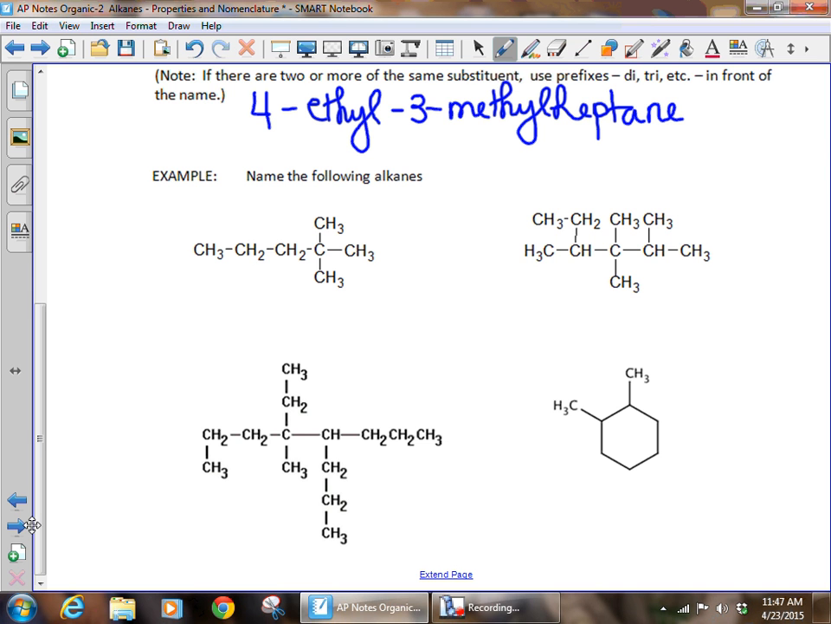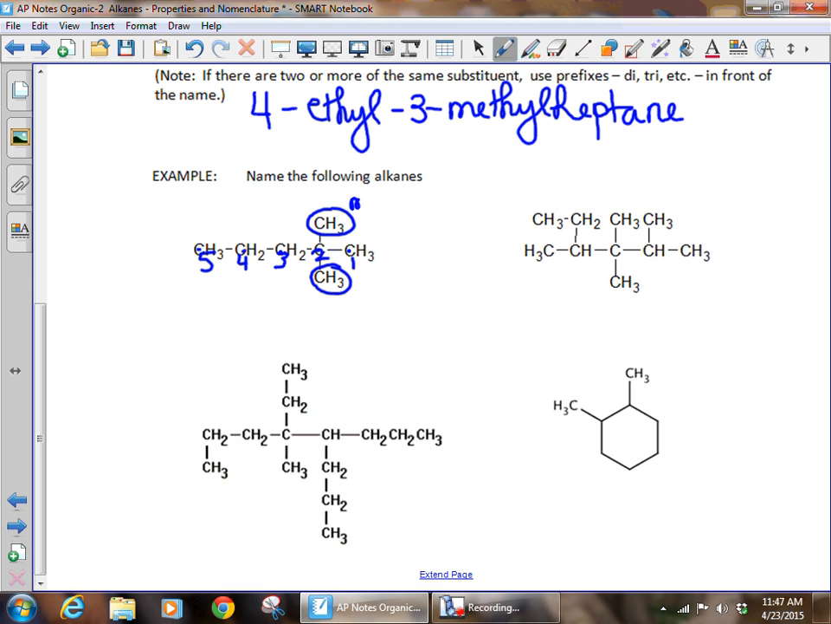So hopefully you did this. And if you did, you would notice that although this has 1, 2, 3, 4, 5 as the longest chain, I'm going to want to start from this direction because it's closest to a branch. So 1, 2, 3, 4, and 5. So when I name this, this is going to be a pentane. But first I need to tell it where the branches are.